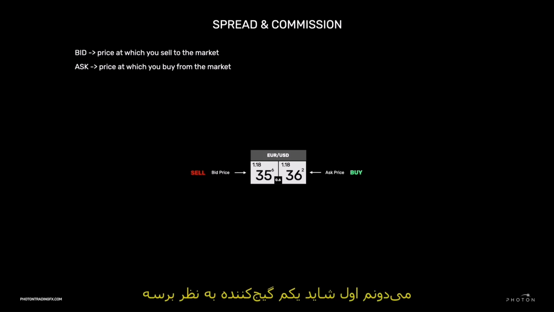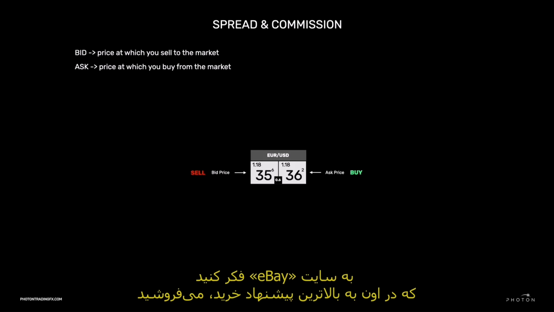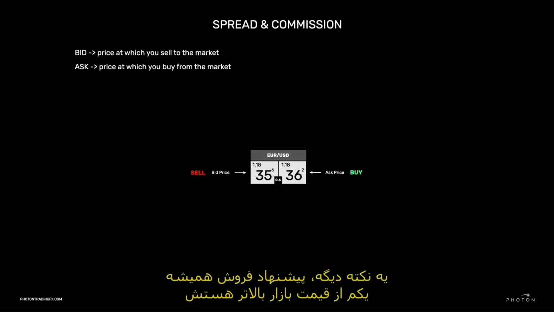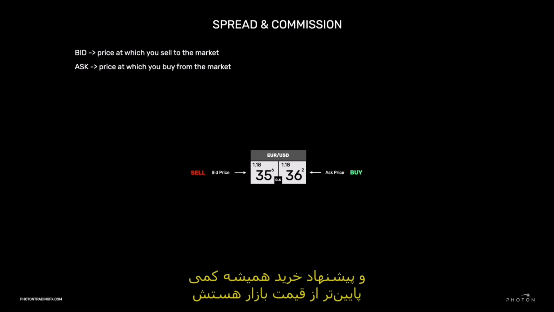If this is a bit confusing at first, just try to think of it like eBay, where essentially you sell to the highest bidder, or you buy from the market at the price the seller is asking for it. Now, most brokers make it extremely simple these days anyway. They literally just have a buy and a sell button, so it's almost impossible to get it deliberately wrong. One thing to note is that the ask price is always slightly above the market price, and the bid price is always slightly below the market price.